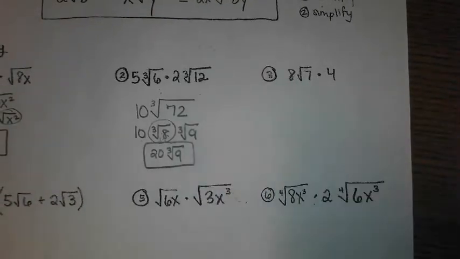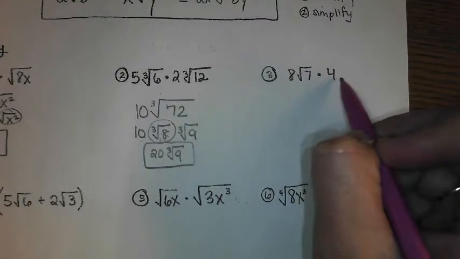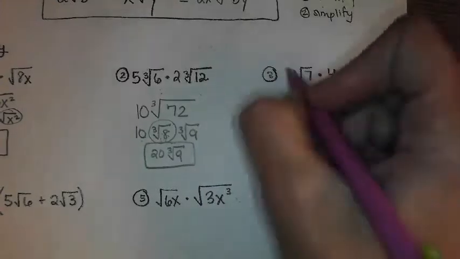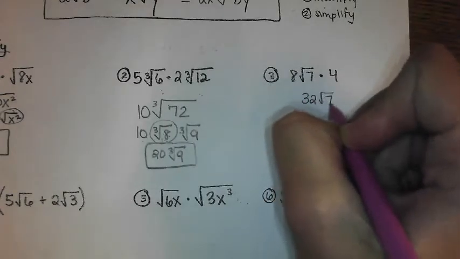Okay. All right, we're done. 8 root 7 times 4. 4 is technically a coefficient, right? It's not underneath the radical. 8 times 4 is 32, so we get 32 root 7.